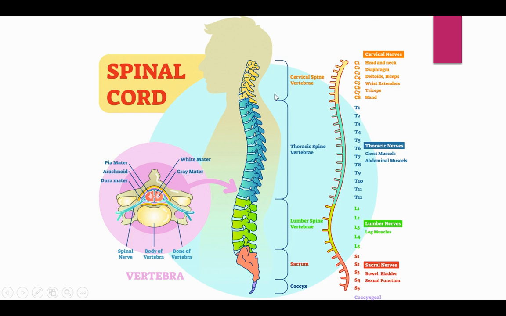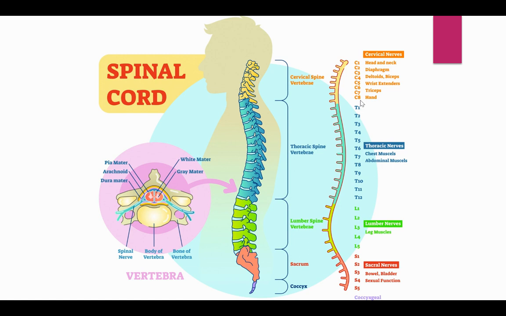So here you have your cervical region, thoracic, lumbar, sacrum, coccyx, similar to your vertebral column, but the numbering is a little different. We said that there are seven vertebrae in your cervical region. Here you have eight cervical nerves, so the number changes a little. Then how many thoracic nerves? 12, similar to the vertebrae. Lumbar nerves? 5, similar to the vertebrae. Sacral nerves? 5, similar to the vertebrae. And coccygeal is only 1.